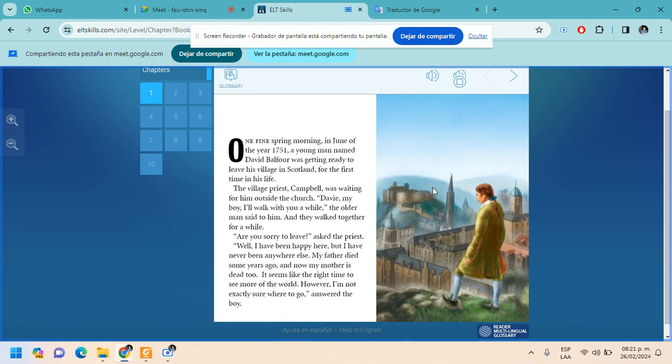Ah, excellent. Yes, is this part, ¿no? My father died some years ago. Also here, ¿no? My mom is dead, she says. Okay, let's see. My mother is dead too. Very good. And how did he discover he has a family member there? ¿Cómo descubre que tiene un familiar vivo?